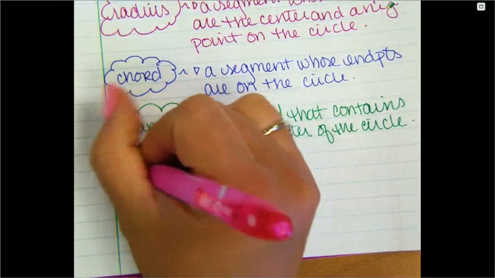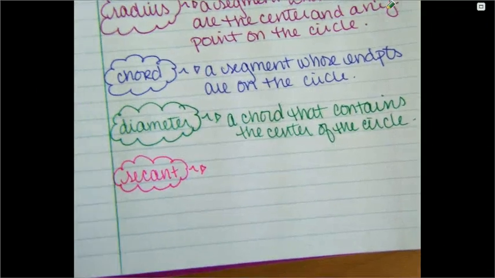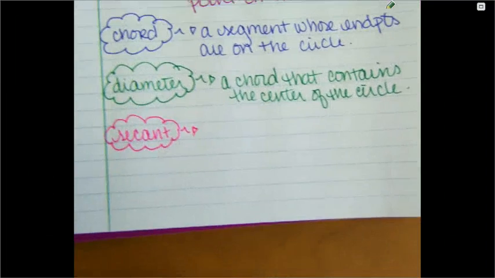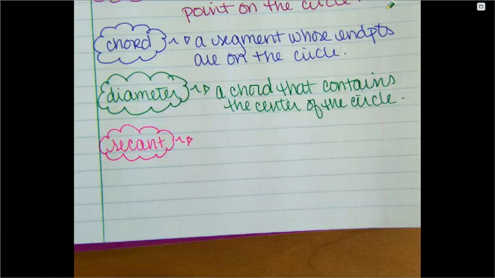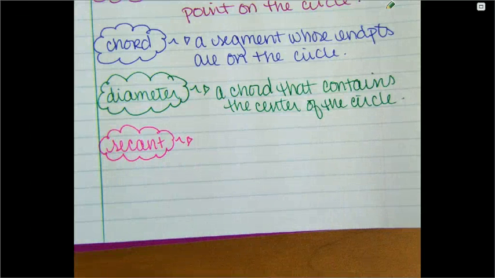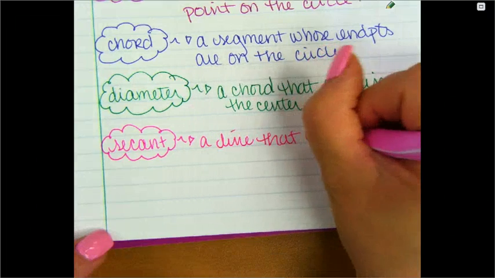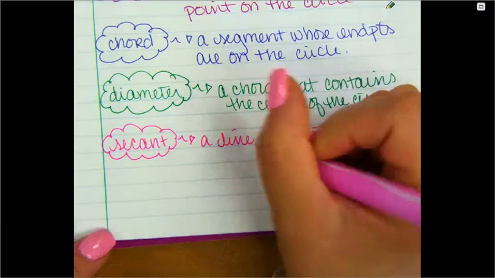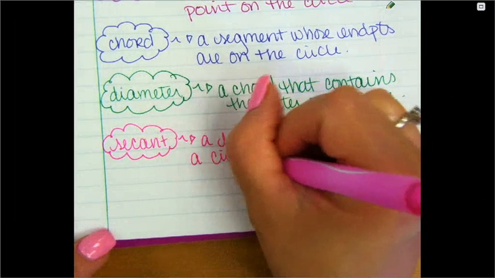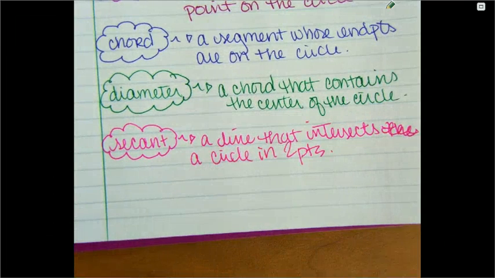Secant. A secant is a line that intersects a circle in 2 points. Okay, a couple keywords in this sentence.